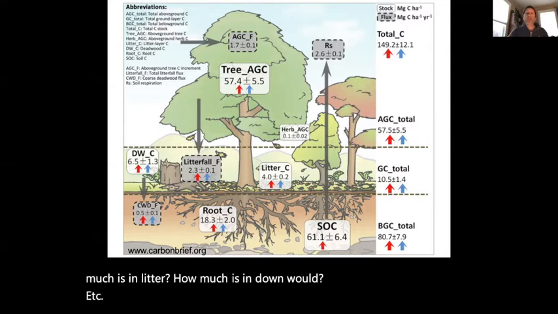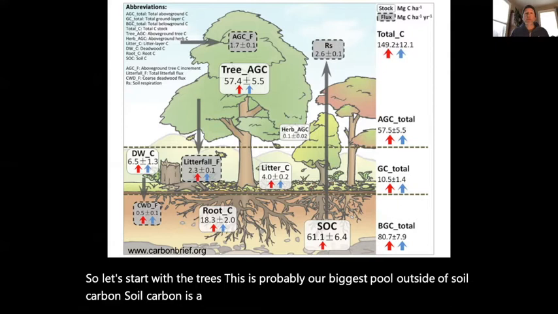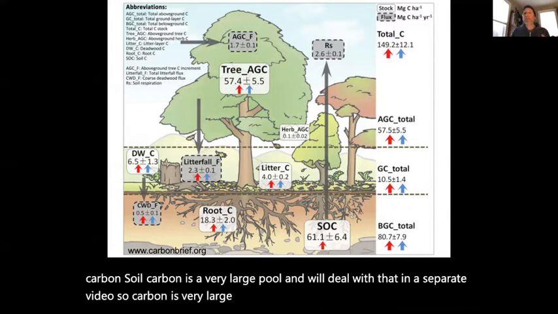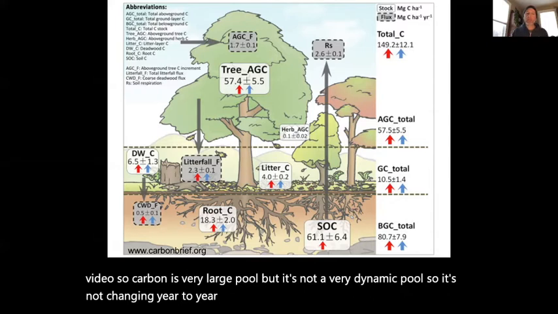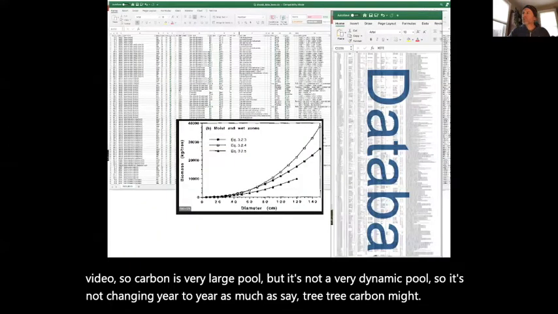So let's start with the trees. This is probably our biggest pool outside of soil carbon. Soil carbon is a very large pool, and we'll deal with that in a separate video. Soil carbon is a very large pool, but it's not a very dynamic pool. So it's not changing year to year as much as, say, tree carbon might.